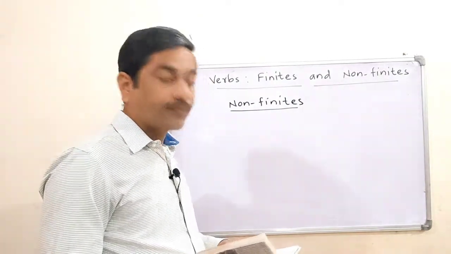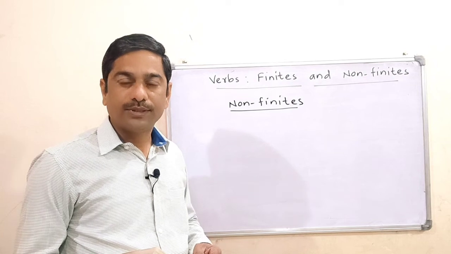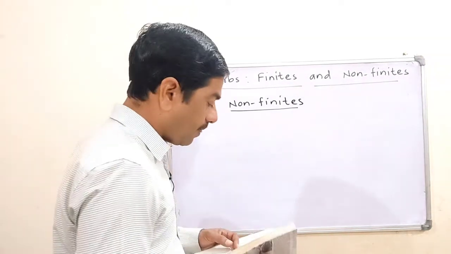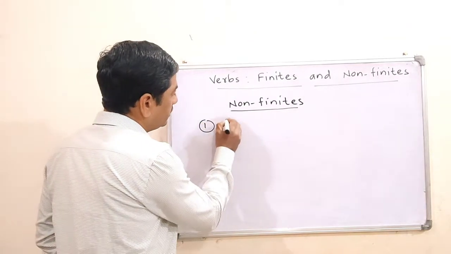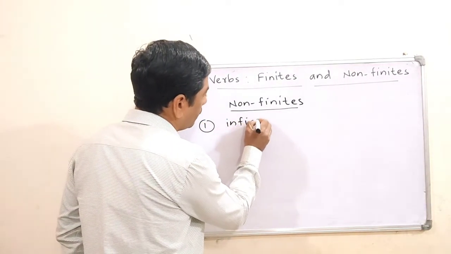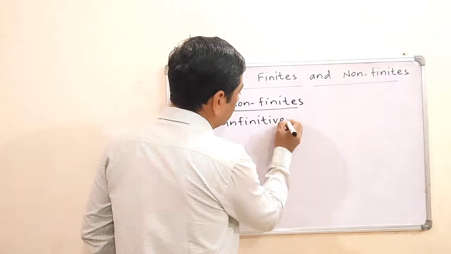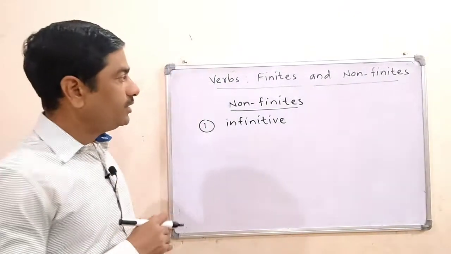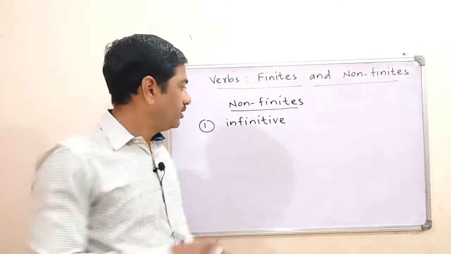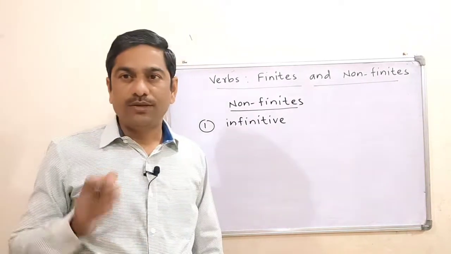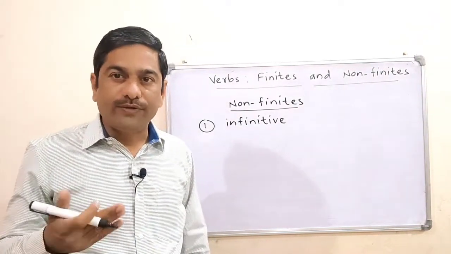I will write here these four types and I will explain. The first type is infinitive. Infinitive is one subtype of non-finites. In infinitive there are two types: infinitive with to or without to.